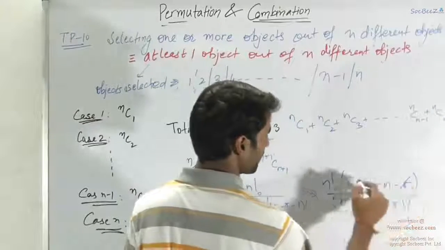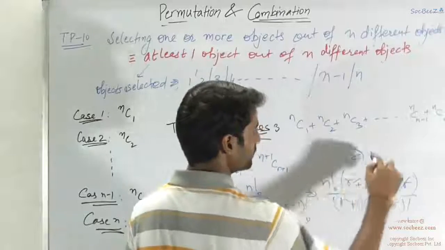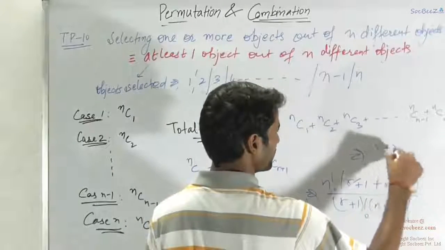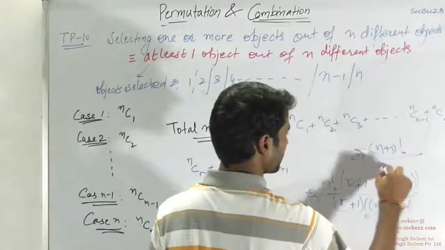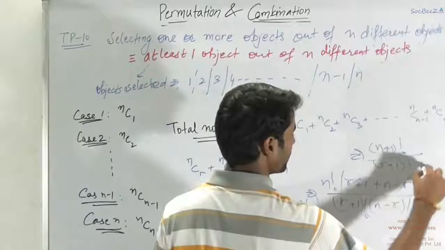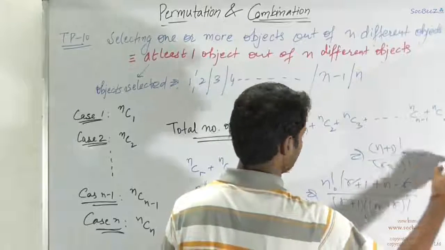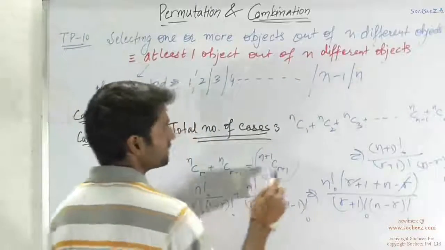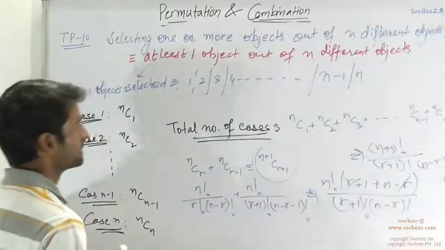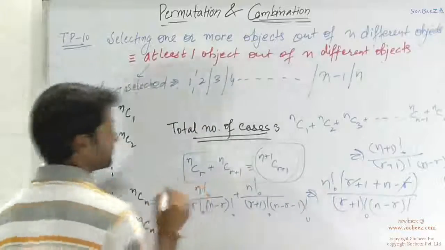So r and r would cancel out, and that would give you n plus 1 factorial upon r plus 1 factorial upon n minus r factorial. So this would give you n plus 1 c r plus 1. So this is the identity you would be using to do this.